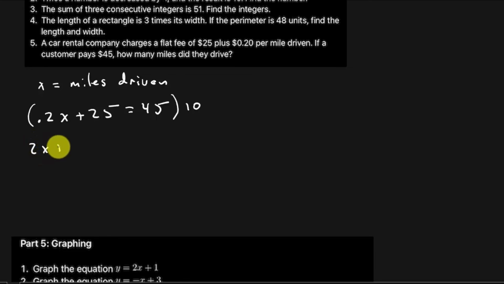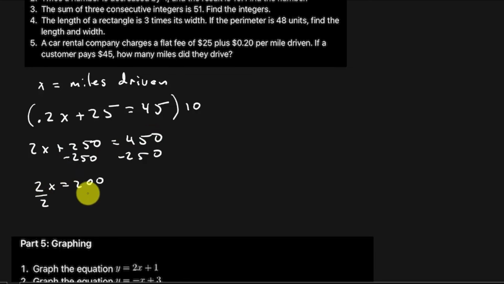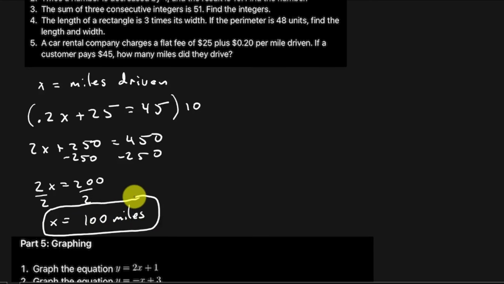So that's 2x plus 250 equals 450. I'm going to subtract 250 from both sides, so I get 2x equals 200. Divide by 2, so x equals 100 miles. And there's your answer. The word problems weren't very bad.